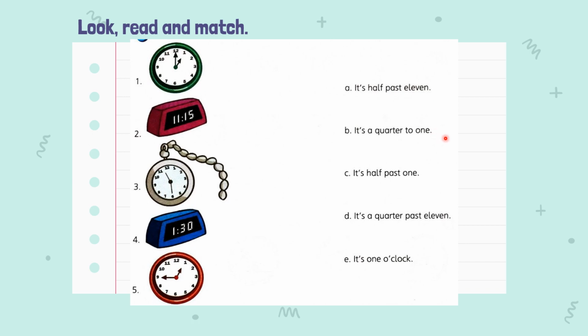Is it 11:30? Is it a quarter to 1? Is it 1:30 or 11:15? Or the answer is E. It is 1 o'clock. Yes, the answer is E. It is 1 o'clock. For question number 2 to number 5, I would like you to try it yourself.